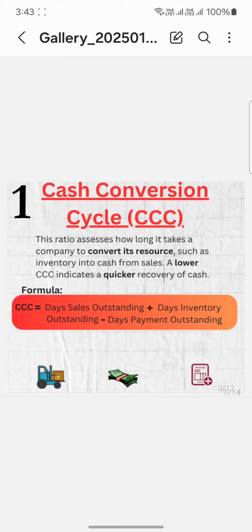What is the formula for calculating CCC? It's equal to days sales outstanding plus days inventory outstanding minus days payment outstanding. So simply you have to add sales outstanding and inventory outstanding, and you have to deduct payments outstanding.